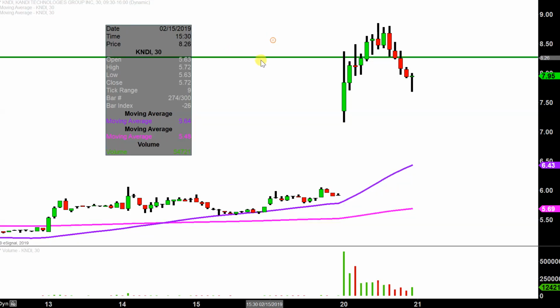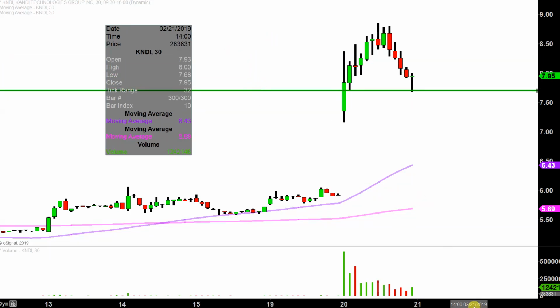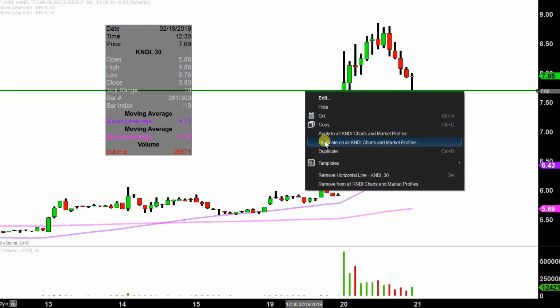First level of support to keep an eye on is this level right here at $7.70 on two separate occasions today, both right there in the morning hours and then the final 30 minutes of the day. The price bounced right off that area. So 770 clearly has some buyers that are willing to put their money where their mouth is down around that area. So 770, that initial area of support.